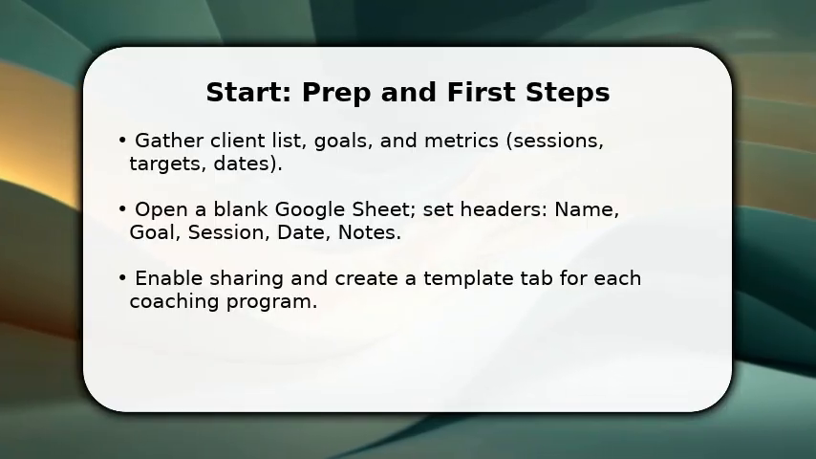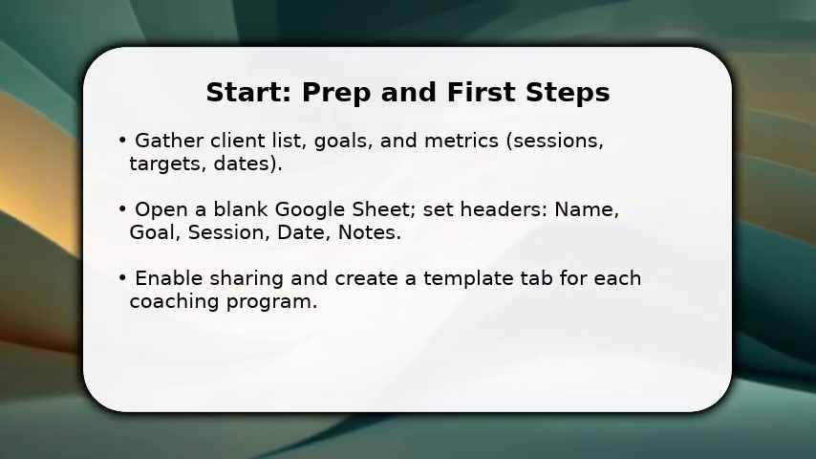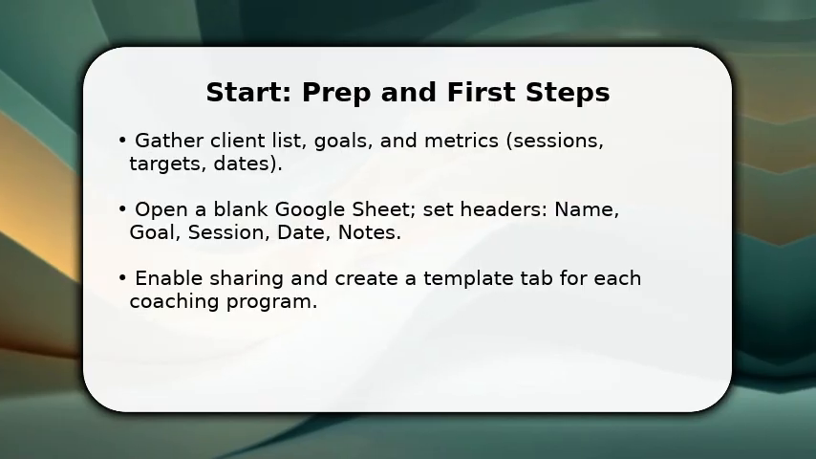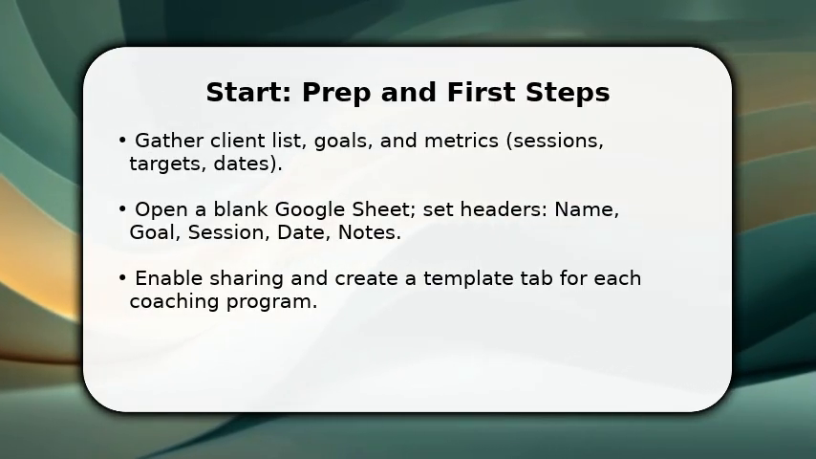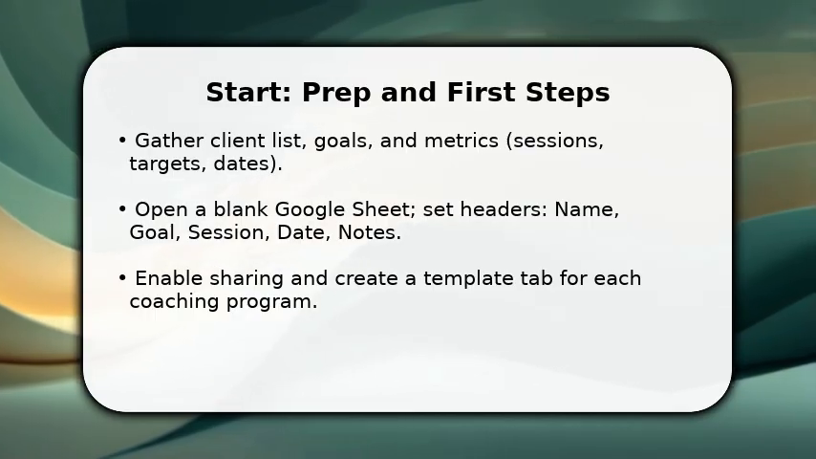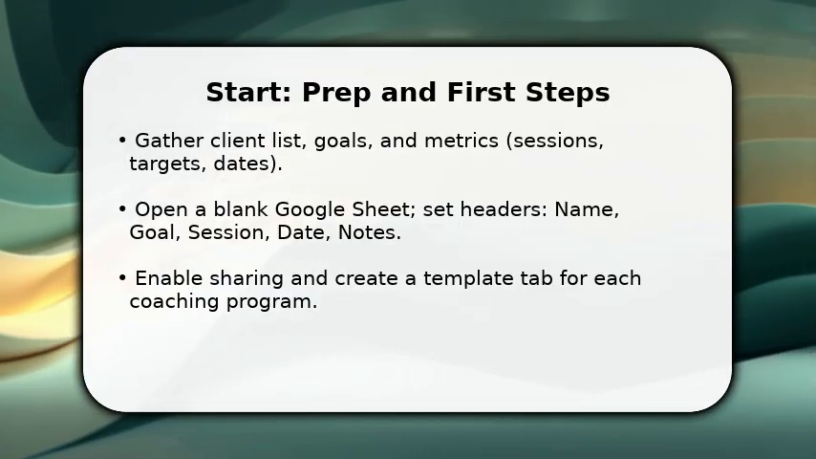You begin by laying out exactly what you track and why. Collect client names, target metrics, and session cadence. Once done, create a clean sheet with headers so data entry is consistent and fast. Make sure to set up a template tab for each program to avoid rebuilding structure. This saves time and reduces errors.